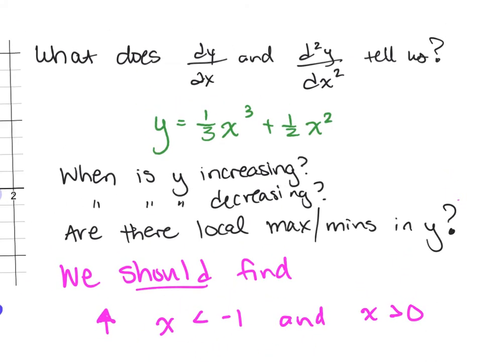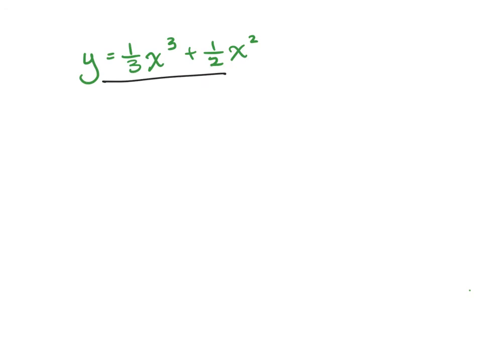Well, here's how. Starting with the function, I'm going to get the derivative. So dy dx is going to be x squared plus x, because 3 times the third is just 1, and then this would go down by 1, so squared. 2 times 1/2 is just x, so we just get that.